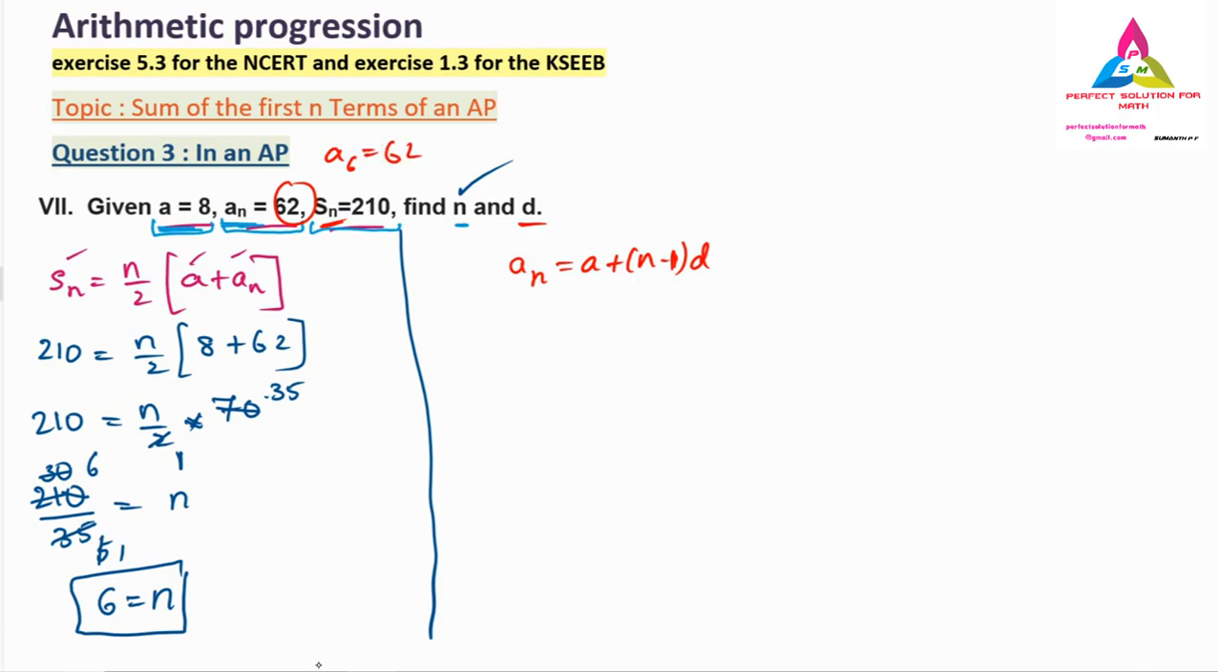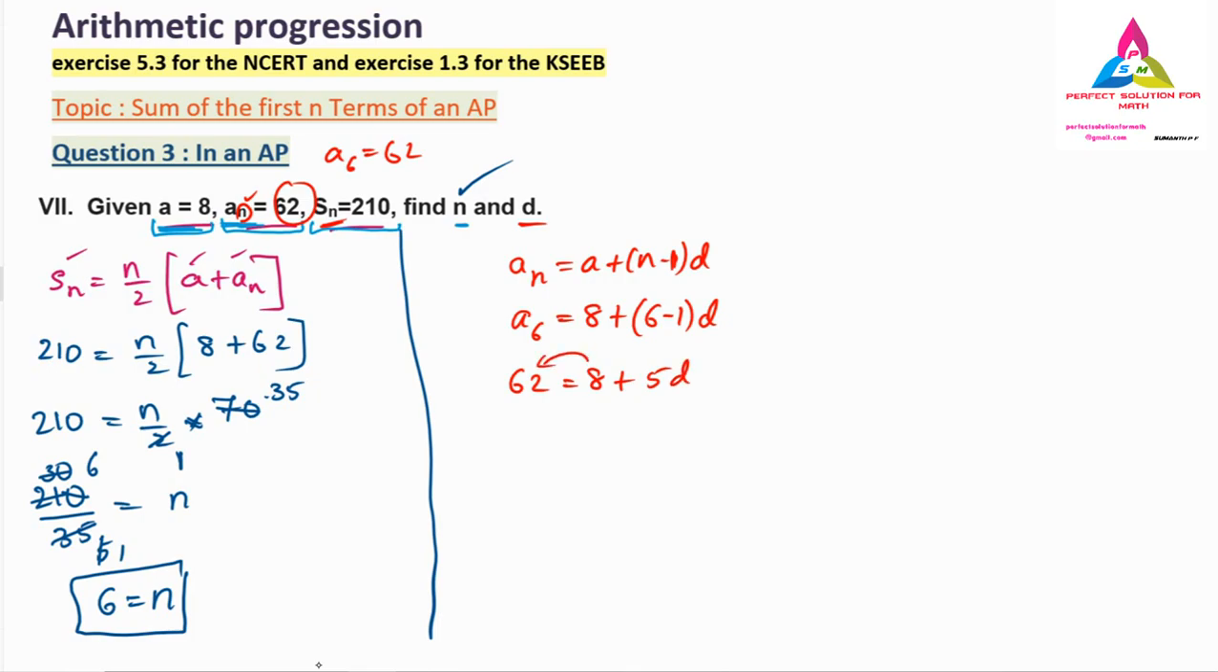Remember, because we did not know the n value before, but we know that now the n value is 6, so A6 is equals to 62, we can write it down. So now we have to write down An, directly we can write down 62, or we can write down A6 is equals to, A value over here is 8, n value just now we found 6 minus 1, d value we have to find, write down d as it is. A6 that is 62, that is equals to 8 plus 6 minus 1 is 5 into d is 5d.